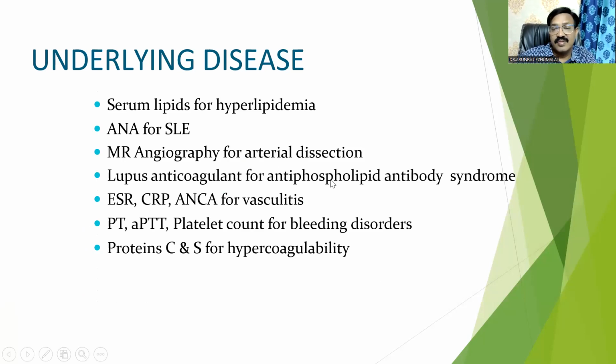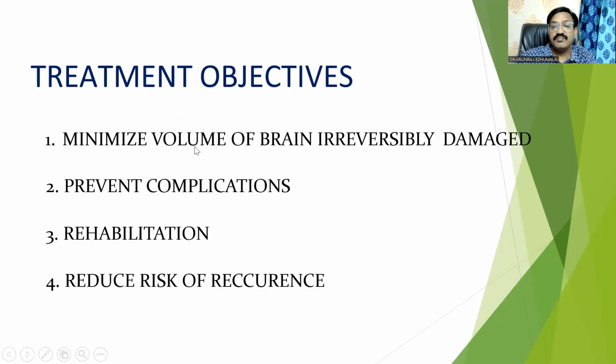For young stroke, these are the investigations that are very commonly to be told whenever a patient comes with a stroke at less than 40 years. Whenever the patient is less than 40 years and has a stroke, you have to tell that we have to assess protein C, protein S levels, PT, APTT, platelet count, ESR, CRP, ANCA, lupus anticoagulant for ruling out antiphospholipid antibody syndrome, and ANA to rule out SLE.